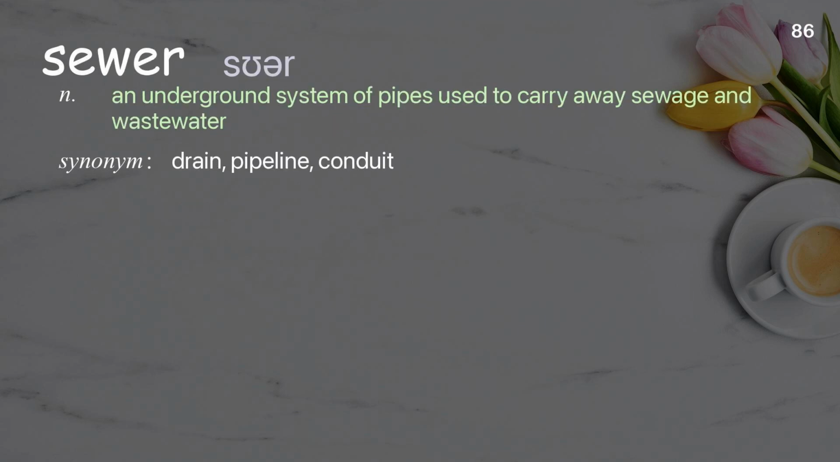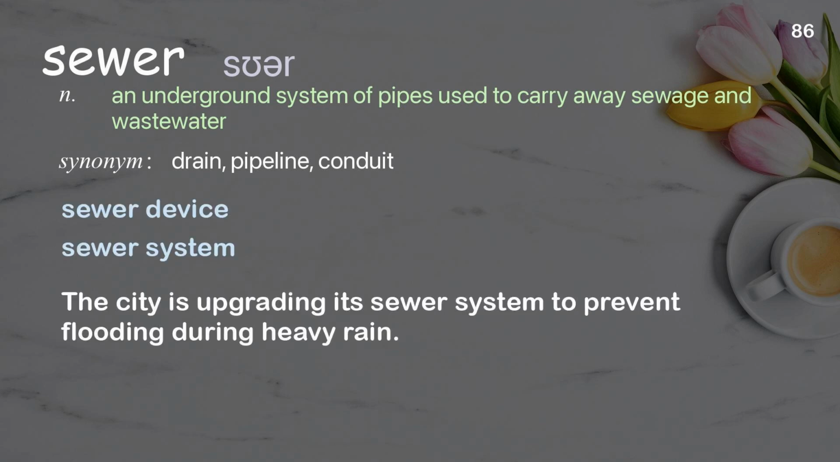Sewer. An underground system of pipes used to carry away sewage and wastewater. Examples: Sewer device. Sewer system. The city is upgrading its sewer system to prevent flooding during heavy rain.